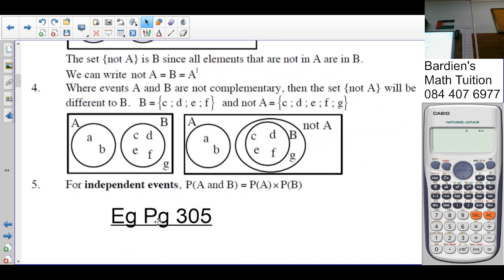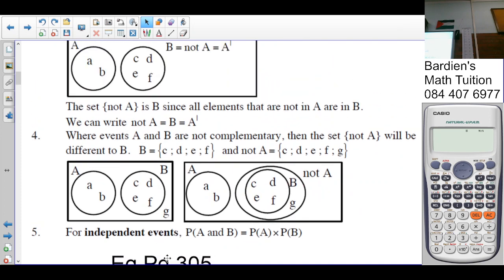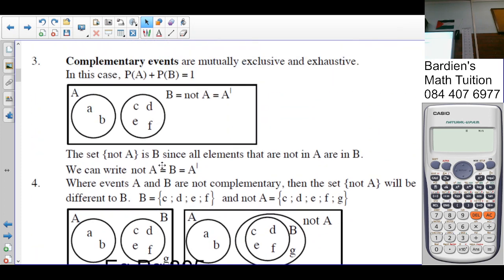Okay, the set not A is B. Can you see that? Not A. Normally we indicate not A with that thing on top. Not so. So here they say the set not A is B, since all the elements that is in A.